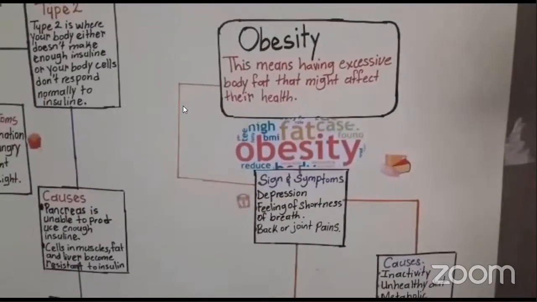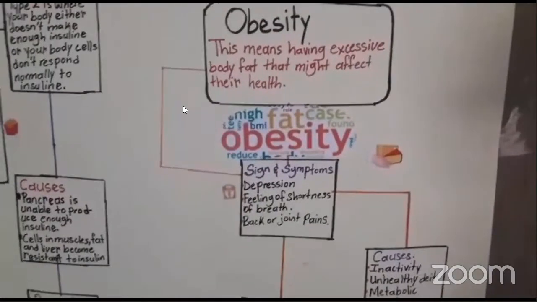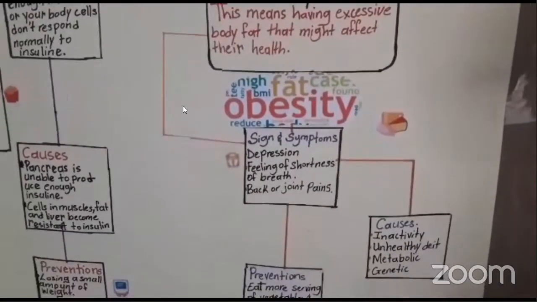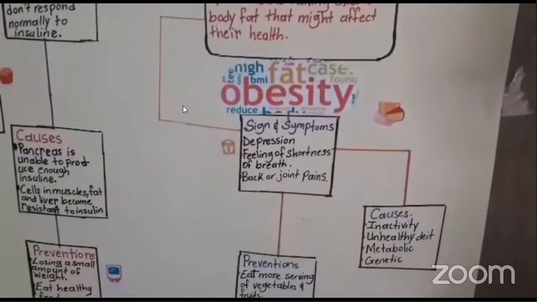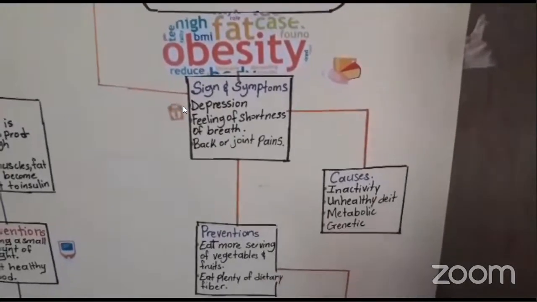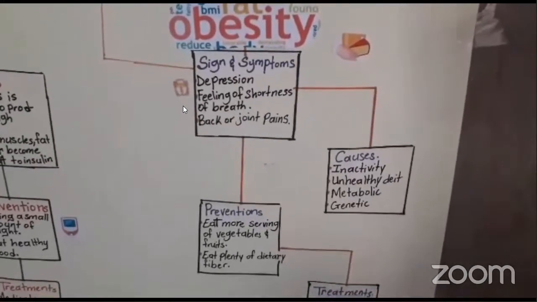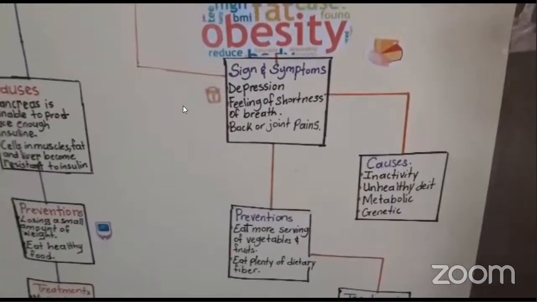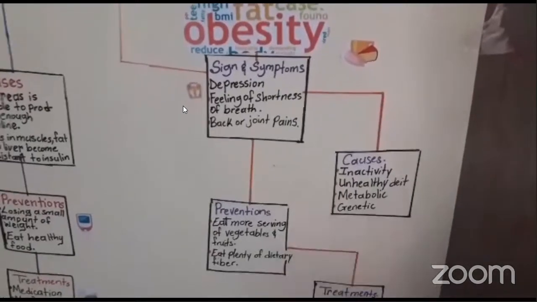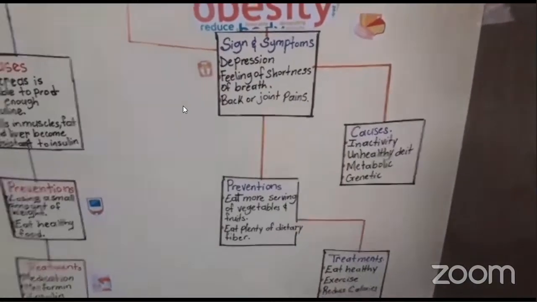Now, obesity. This means a person having excessive body fat that might affect their health. The signs and symptoms include depression, feeling of shortness of breath, and back or joint pains. Causes include inactivity: someone eats and does not move around, they just lie down, so the body does not get to work out the food that is inside the body. We also have unhealthy diet, and metabolic and genetic factors.